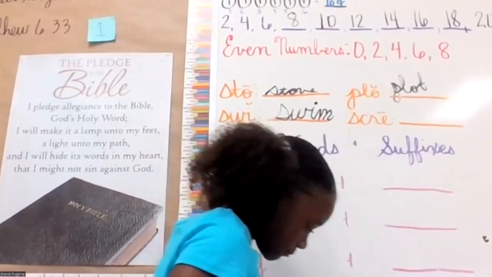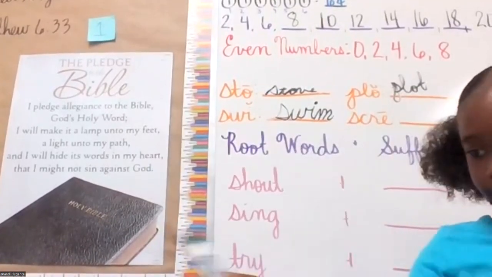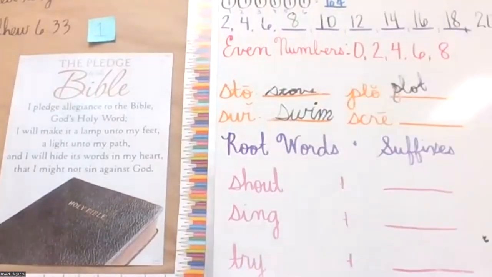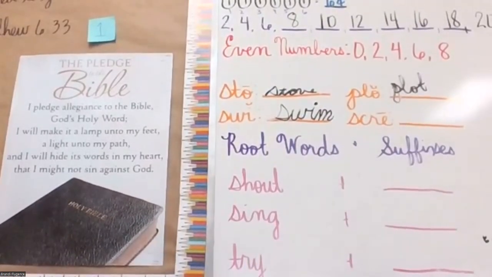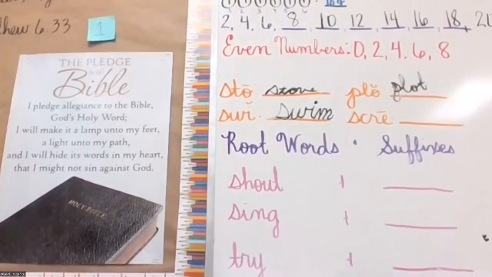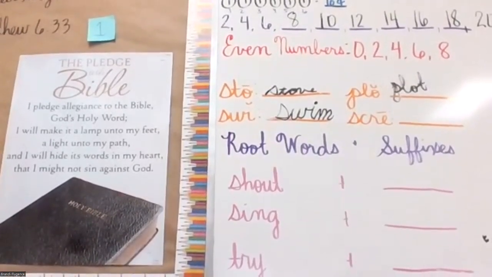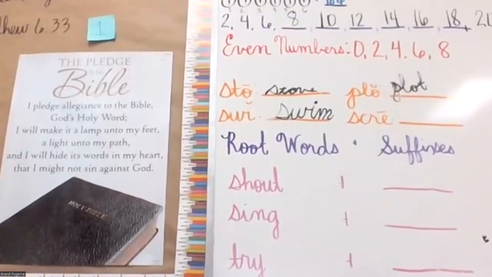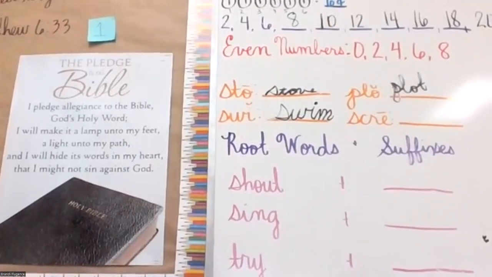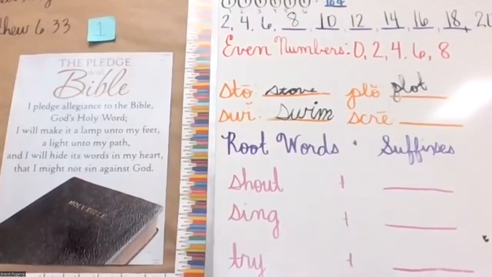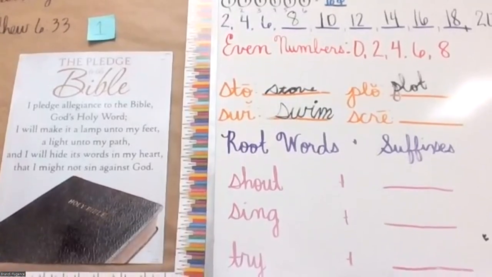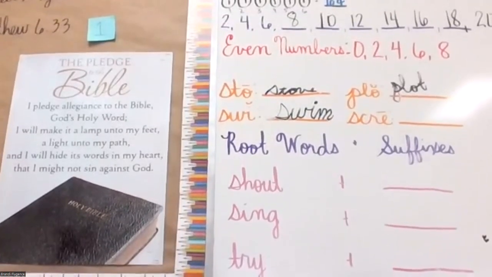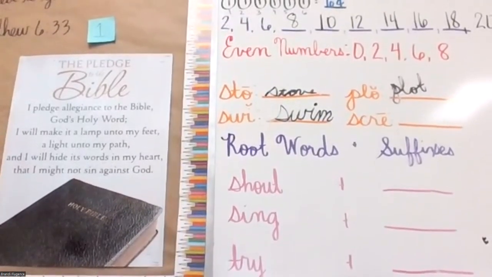R-I-D-I-N-G. Good. We take off that E and we just add I-N-G. So now we have two rules that we've learned when adding a suffix. The first one is if there's a short vowel consonant, we double our consonant. This rule says if we have a long vowel and a silent E, we drop the E and then we add our suffix. In today's workbook, you will practice that as well. So just keep that in mind, guys. If you have that silent E, you take off the E, okay?